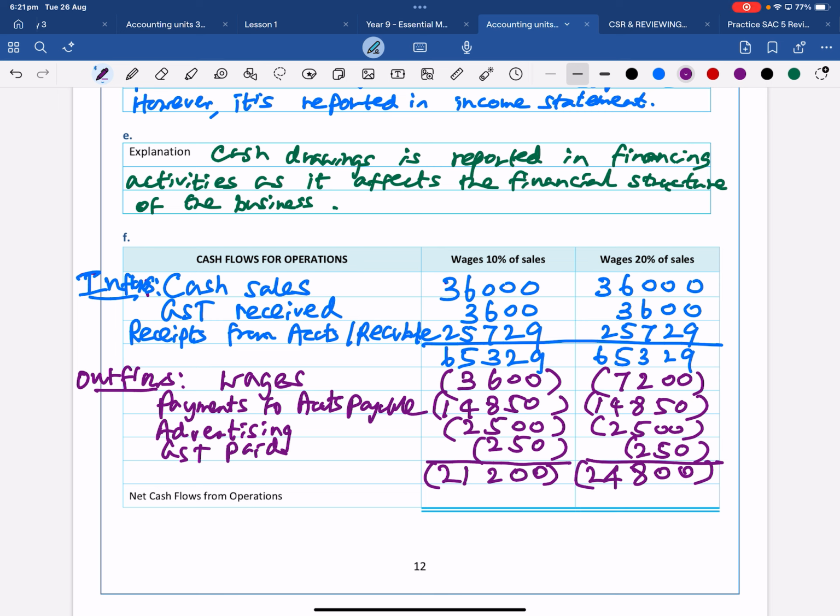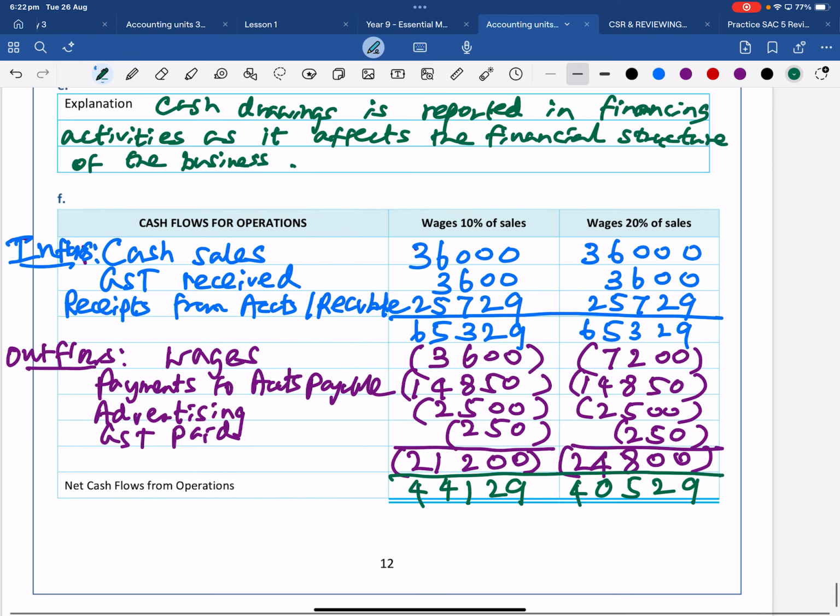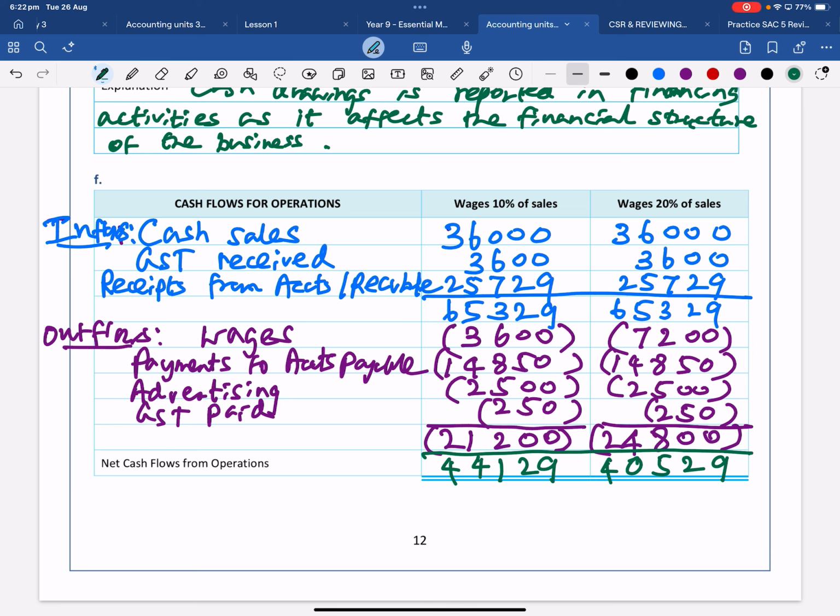Since I'm getting 24,800 as a result, the overall net cash flows from operations is going to be what I have put in the green. Any questions, guys?